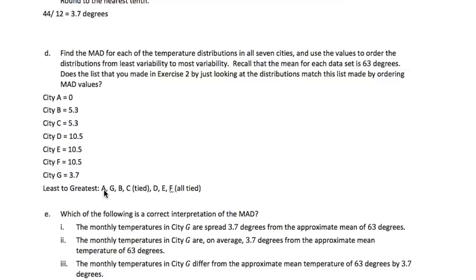And we found from least to greatest A with no variability, and then G, which was the table we calculated earlier. B and C have the same values, so they're tied, and D, E, and F all have the same values as well, making them all tied. And they have the greatest deviation, which is 10.5 degrees for the mean absolute deviation.